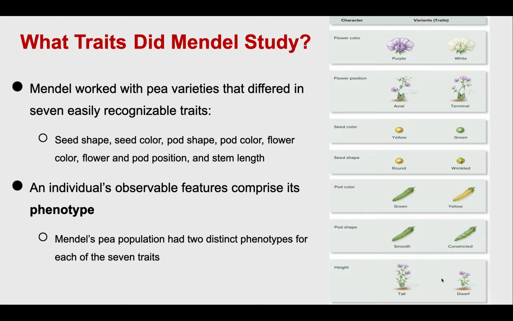So he was observing these traits, and the observable features comprise its phenotype. If I ask you what the phenotype is, it is what you can physically see from an individual. It just so happens that Mendel's pea population had 2 distinct phenotypes for each of these 7 traits. So he could look at a flower and determine the phenotype because he could see that one phenotype was purple, one phenotype was white.